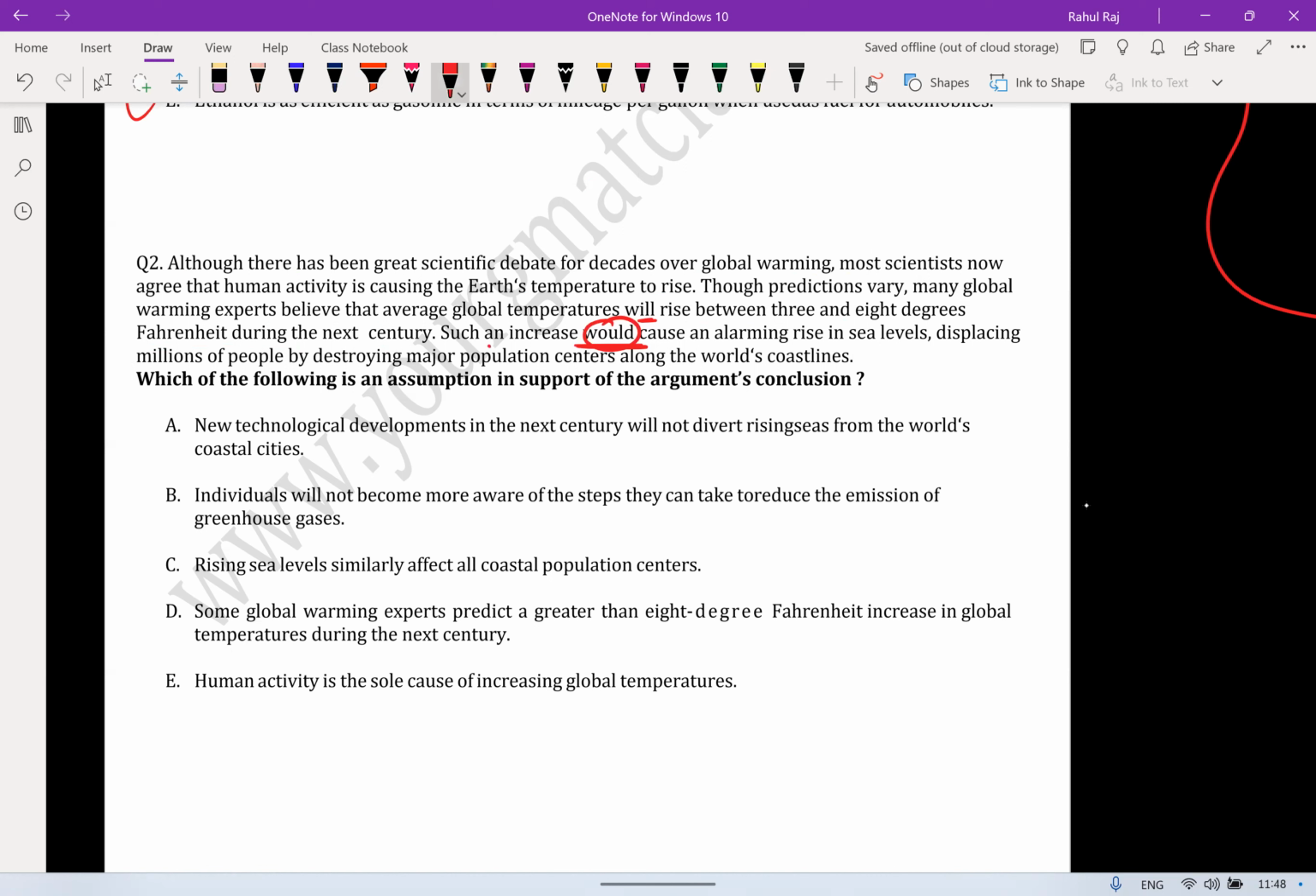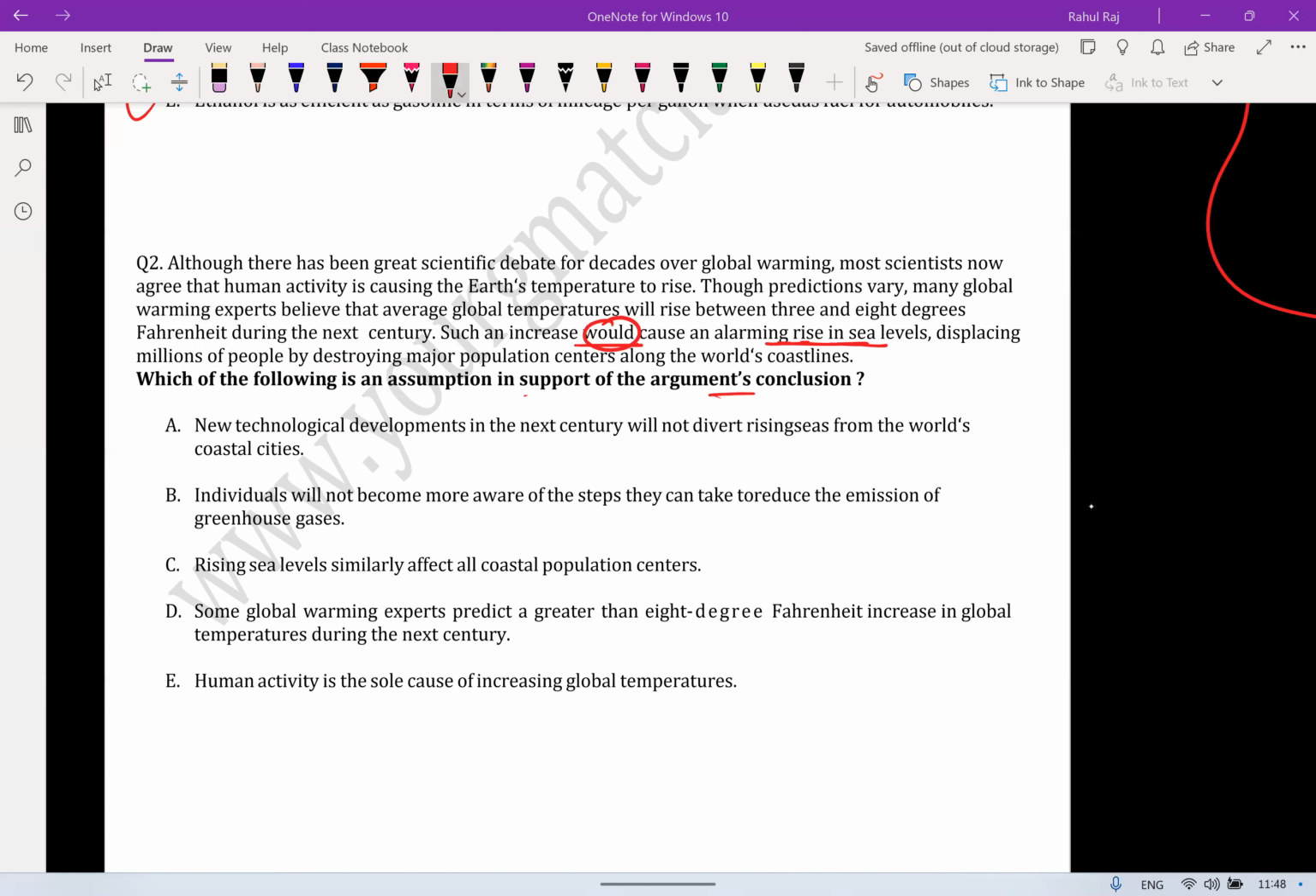So such an increase would cause an alarming rise in the sea level, displacing millions of people by destroying major population centers along the world's coastal cities. Is it 1000% clear that this is a conclusion or not? The last line. Anyone has a doubt over here, please tell me, and then we'll go and discuss. Any doubt on whether this is a conclusion or not? Prahas, is this clear? Brinal? Yes, Rahul. Conclusion is clear. Now we go ahead to which of the following is an assumption in support of the argument's conclusion.